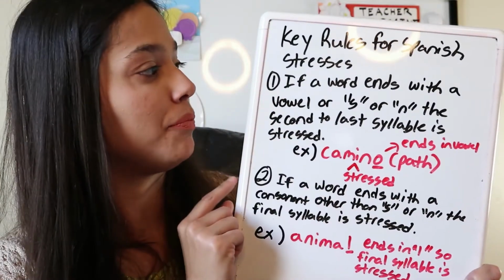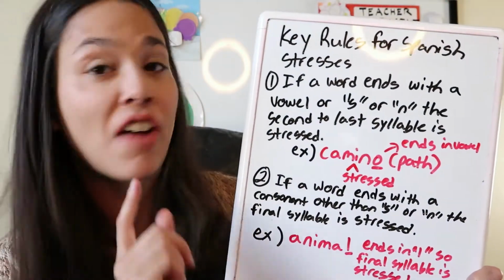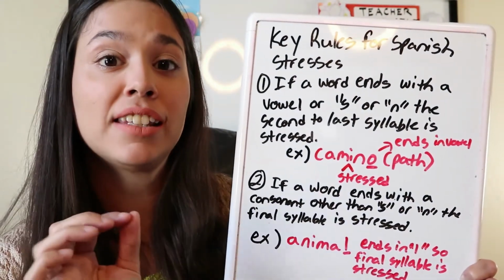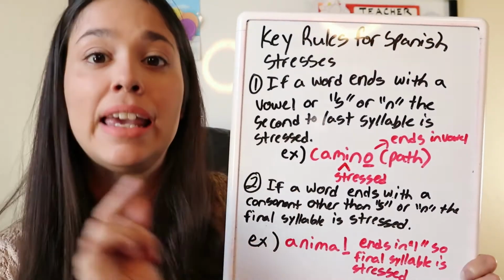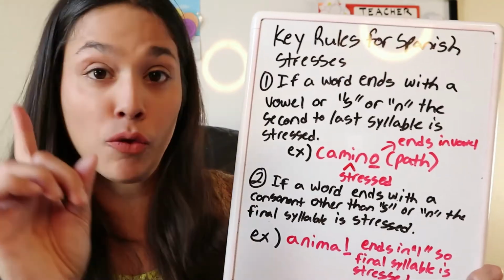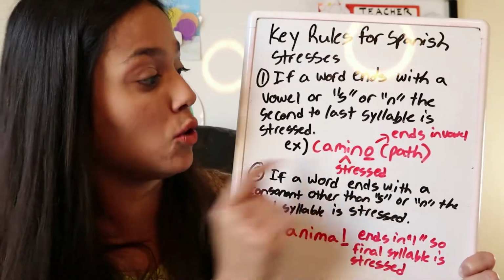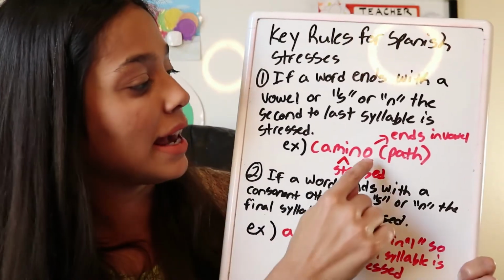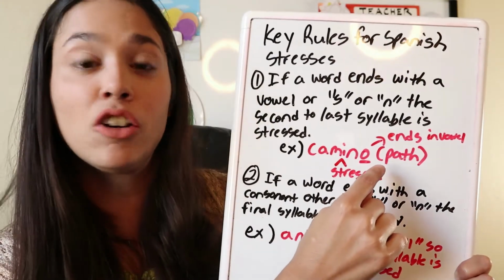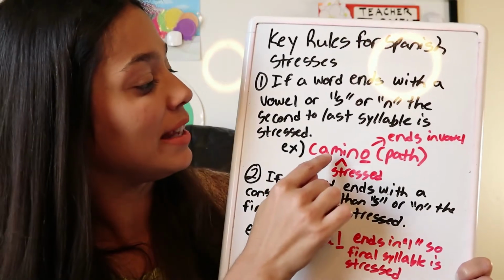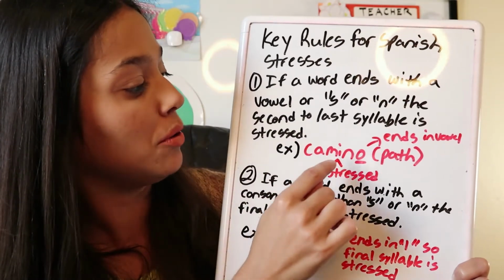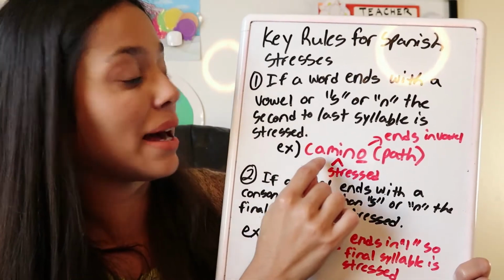The first one, if a word ends with a vowel or the letter S or the letter N, then the second to last syllable is what is stressed. So for example, the word camino, which means path, it ends in a vowel, the letter O. So camino. We see the second to last syllable is the one that's stressed.